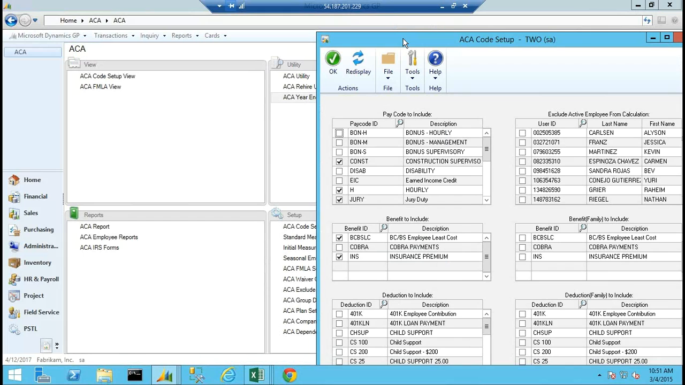And again, I'm not going to criticize Great Plains, but the problem with that is that it's not based upon what they signed up for. It's based on your least cost plan. Okay, well, understandable. So how does your data pull that information for the 1094 and the 1095?